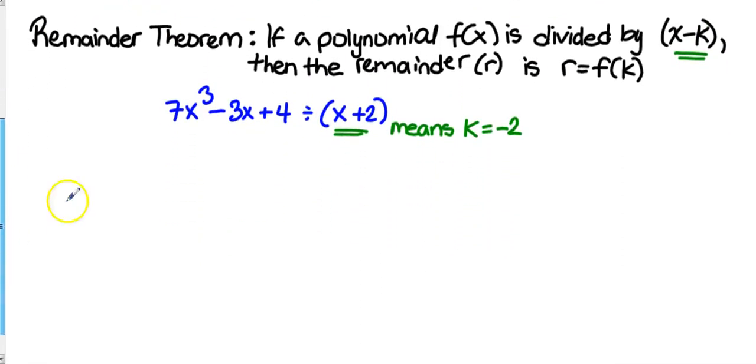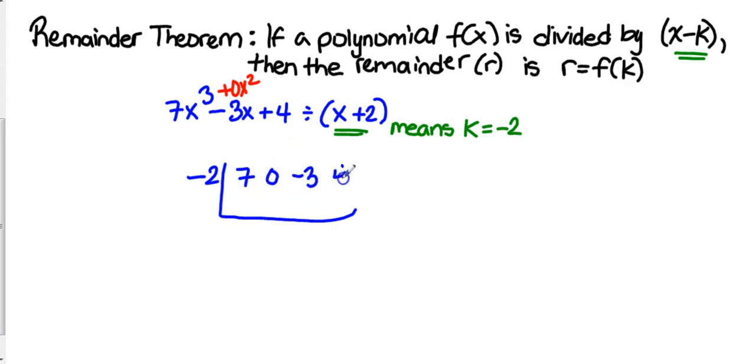So let's run this through synthetic and see what happens. Synthetic substitution and synthetic division are very much the same. So we're going to set up our box. 3, oh look, 2 is missing, so I'll say that placeholder there to help me remember. It's going to go 7, 0, -3, 4.